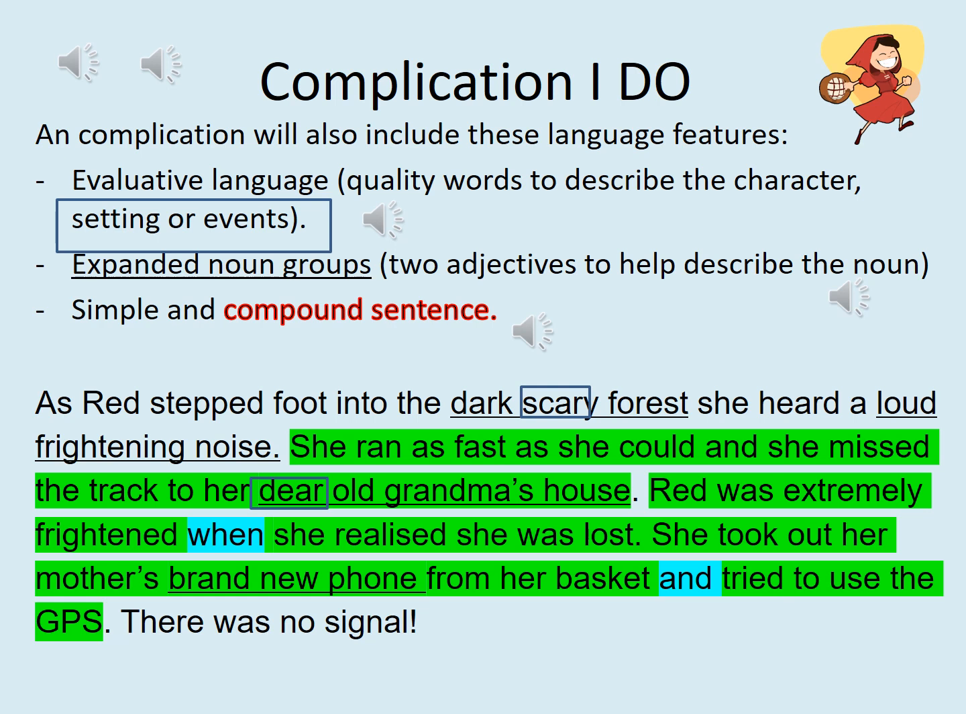Then I have loud, frightening noise. What kinds of words are loud and frightening? They are adjectives. And noise is a noun. My next one is dear old grandma's house. We have three adjectives to describe this noun. So we have dear old grandma's, which are the adjectives, and house, which is the noun. The last one is brand new phone. What type of word is phone? It's a noun. What type of phone is it? Brand new. So they're the adjectives.